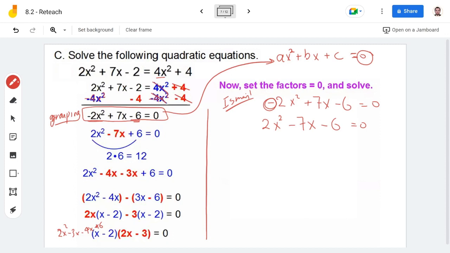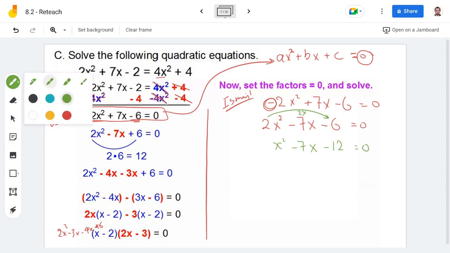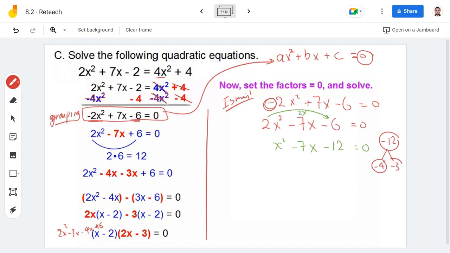Now I should multiply A with C. So the first step, 2 times 2. Now rewrite the equation: x squared, negative 7x, 2 times negative 6 is equal to negative 12, which is equal to 0. Now factor: what are the factors of negative 12 that add to get 7? I have negative 4 and negative 3. So negative 4 and negative 3 are the factors, which if you add them give 7. So now let's write here x minus 4 and here x minus 3.